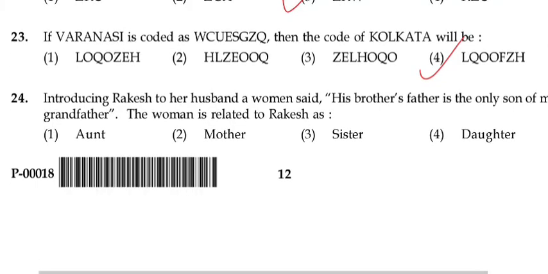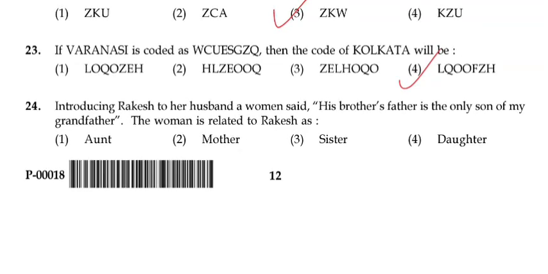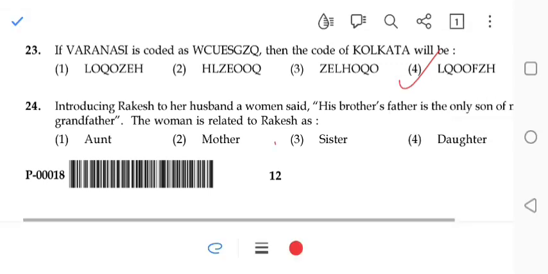Number 24. Introducing Rakesh to her husband, a woman said, "His brother's father is the only son of my grandfather." The woman is related to Rakesh as what? Aunt, mother, sister, daughter. It will be number 3, sister, only sister.